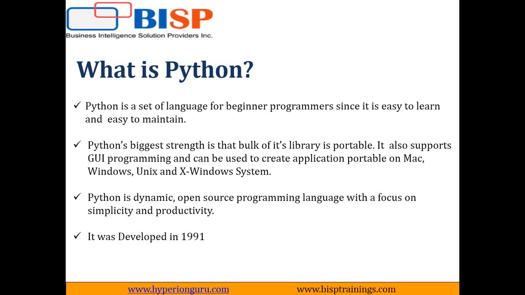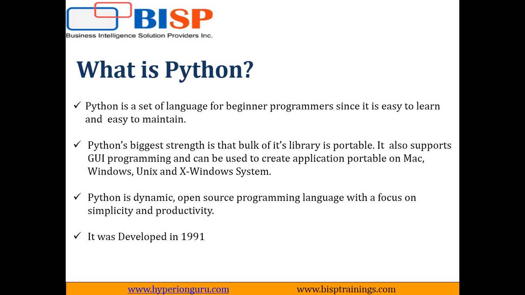The Python interpreter and the extensive standard libraries are available in source or binary form without charge for all major platforms and can be freely distributed. Python's biggest strength is that the bulk of its library is portable. The libraries which are used to write code and build programs are portable. We can quickly import all those libraries into the system, into the machine where we are going to use that Python code.